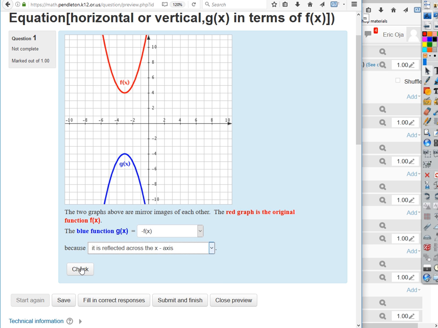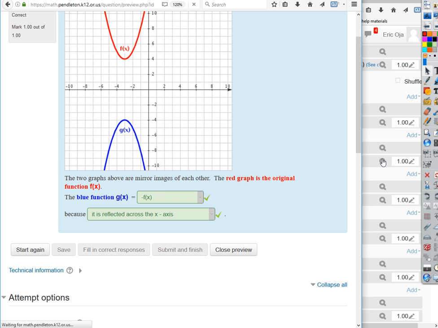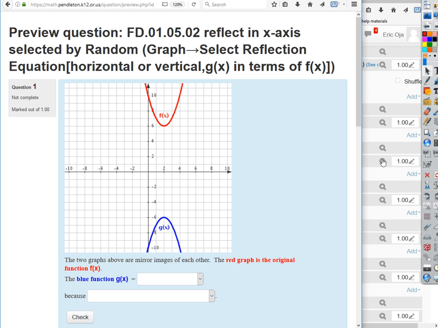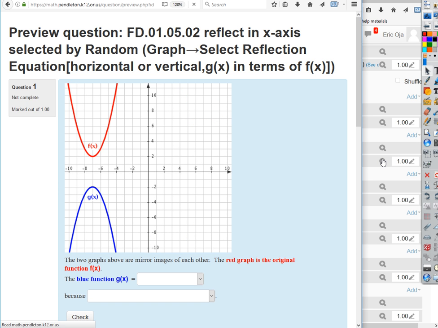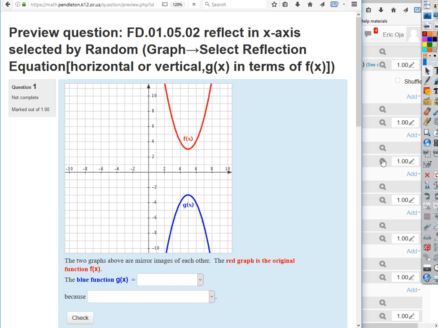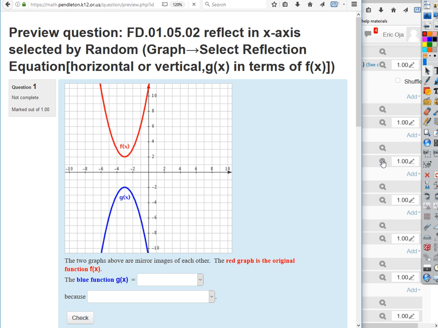Okay, so let's try one of those. Let me pull one up where we get... Come on. Holy smokes. What are the odds of that? Oh my gosh. I gotta go buy a lottery ticket.